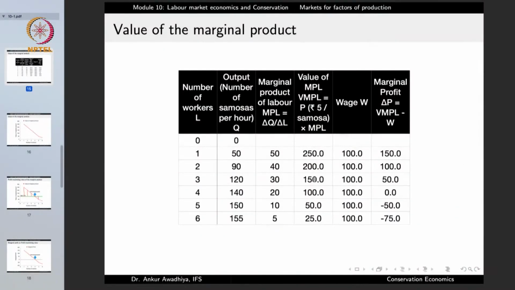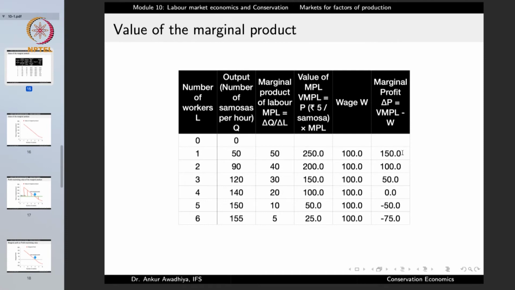If the value of the marginal product of labor is greater than the wage, that is, if the value is greater than the price that needs to be paid, then the firm will buy this good. In this case, it is the labor. And the marginal profit for the second labor is 200 minus 100, which is 100. For the third labor, he makes goods worth 150 rupees and the company has to incur a cost of 100 rupees. So in this case, the marginal profit becomes 150 minus 100, which is 50.